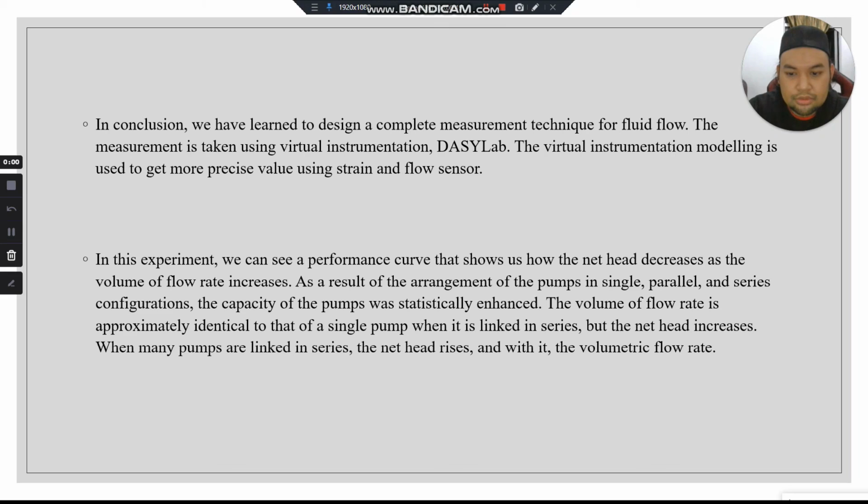The volume of flow rate is approximately identical to that of a single pump when it is linked in series, but the net head increases when many pumps are linked in series. And lastly, the net head rises, and with it, the volumetric flow rate also increases.